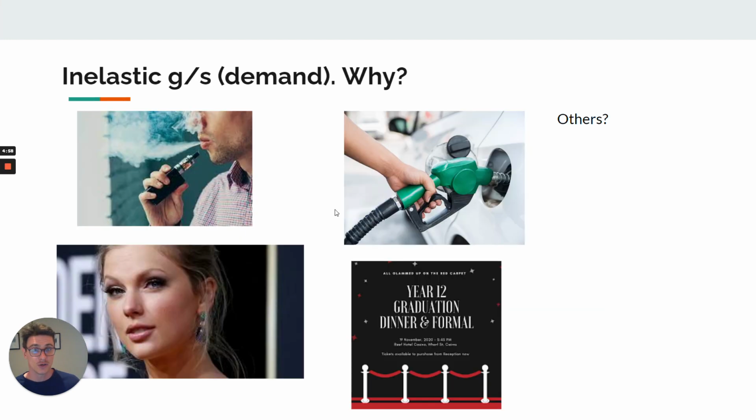All right, so your job is to have a look at these and tell me why these products here would be inelastic, e.g. what is the factor that's leading to them being inelastic.